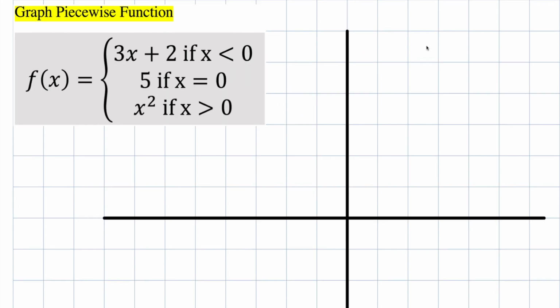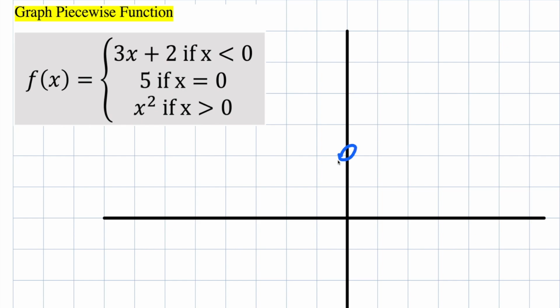Okay, now we have our second problem. Same procedure. Now we have 3 equations. So 3x plus 2 if x is less than 0. So when x is 0, it's going to be an open circle because it does not include it. Now if x is 0, 3 times 0 is 0. 0 plus 2 is 2. So we can do 0, up to 2, open circle.